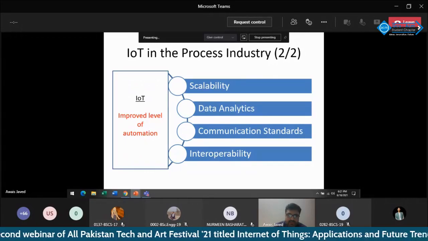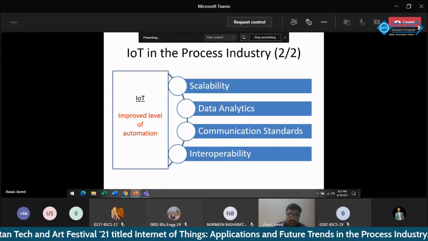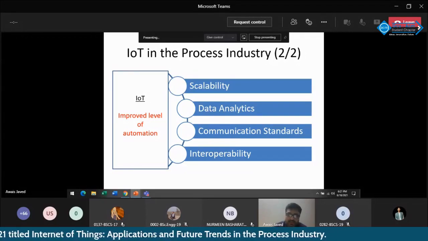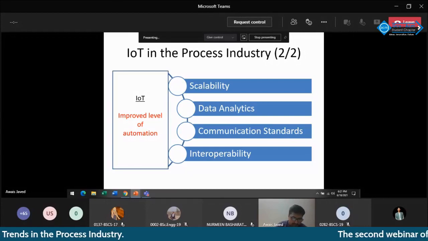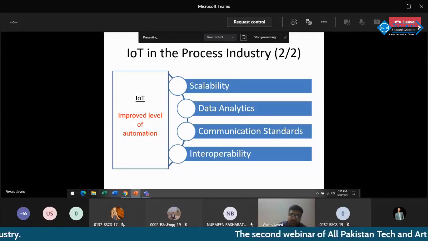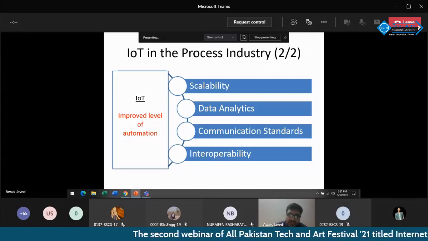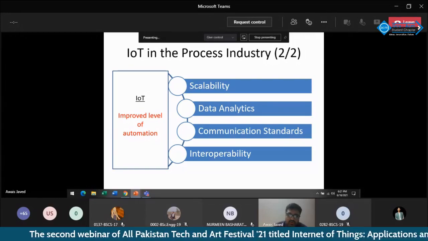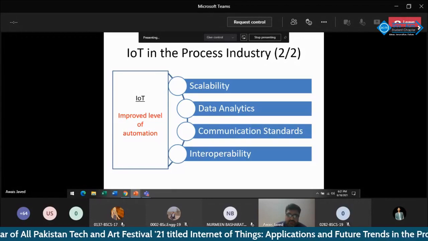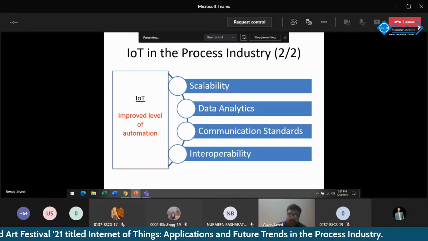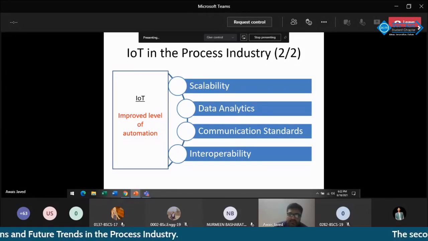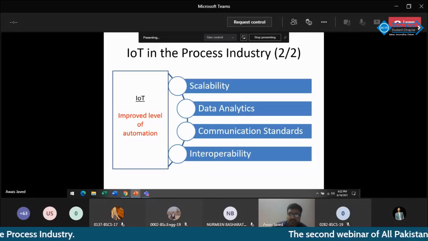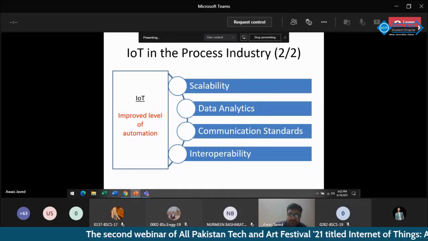Some of the key features of IoT are, first, scalability. It provides scalability in the process industry. Scalability means that it may take a long time to set up and get reports from plants that are in different geographical locations. With IoT, you can share this data and get reports in a very quick time. Similarly, if you want to establish a new plant, you have all the data in the cloud already, and you can import that data from the cloud. So IoT provides a scalable solution to the industries.